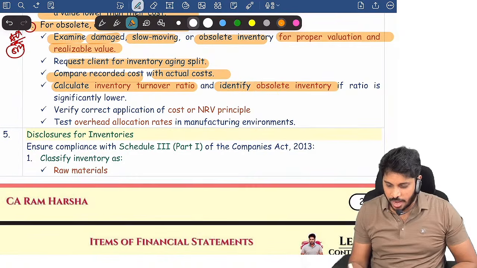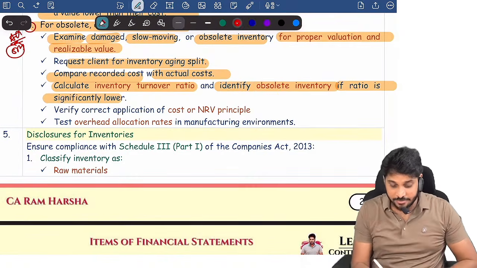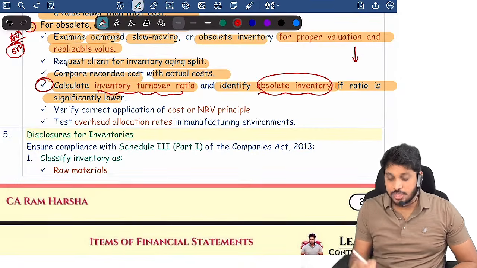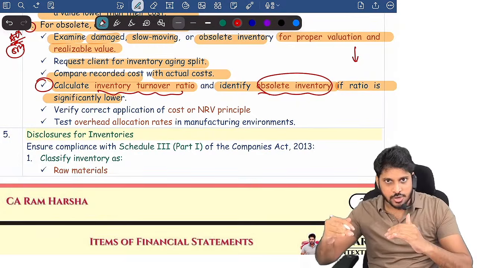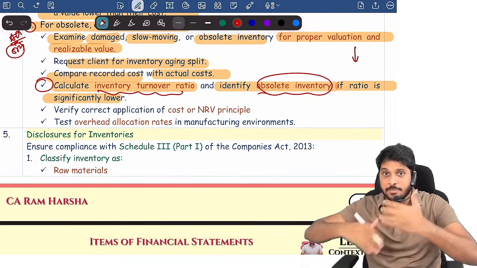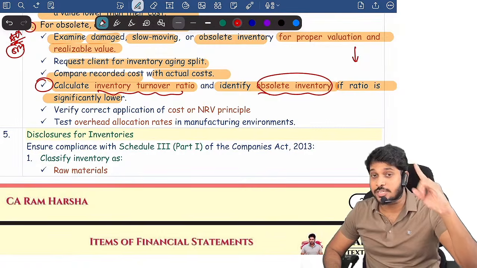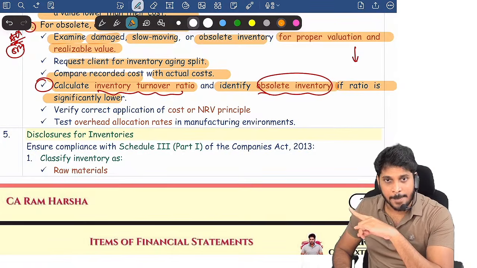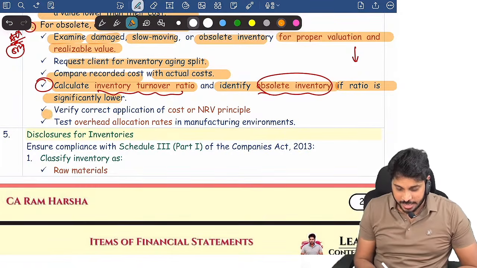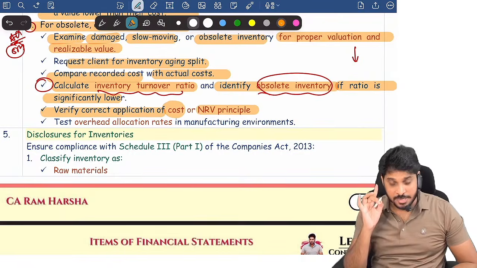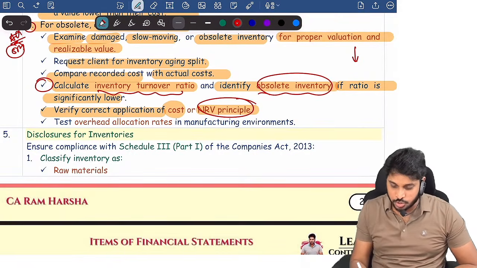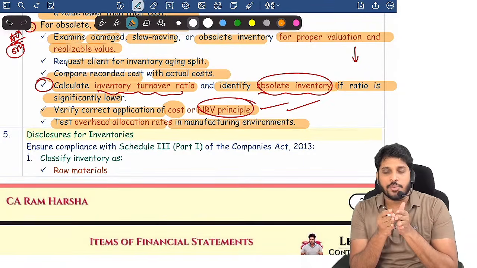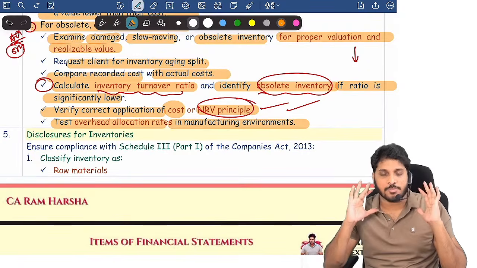Calculate the inventory turnover ratio, and identify obsolete inventory if the ratio is significantly lower. Inventory turnover ratio, check it out. If the inventory turnover ratio is reduced, what does that mean? The number of times inventory is rotated has reduced, which means there is a high chance of obsolete inventory. You might have seen inventory turnover ratio in ratio analysis and financial management. Verify correct application of cost and NRV principle on obsolete goods, because obsolete damaged goods we always value at NRV. And test overhead allocation rates in manufacturing. See how overhead is allocated between inventory items. That is one more important test we need to do.